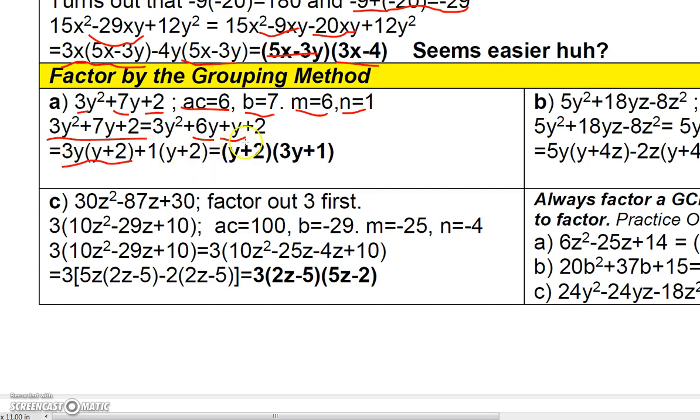2. And then on the second term, I really don't have a common factor other than 1, so let's just say we factor a 1 out of y plus 2, and we get 1 times y plus 2. Then we can factor the y plus 2 out, and we get y plus 2 times 3y plus 1.